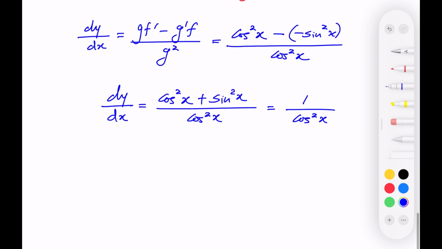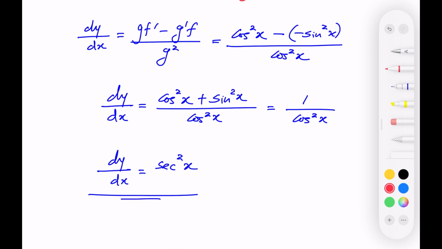We may do some further simplifications and write down dy by dx as equal to, what is 1 over cosine x? We know 1 over cosine x is secant x. Therefore, 1 over cosine squared x should be equal to secant squared x. Therefore, this is equal to secant squared x. Please remember this result. It's a very important result. What we just proved was the derivative of tangent x. That's equal to secant squared x.